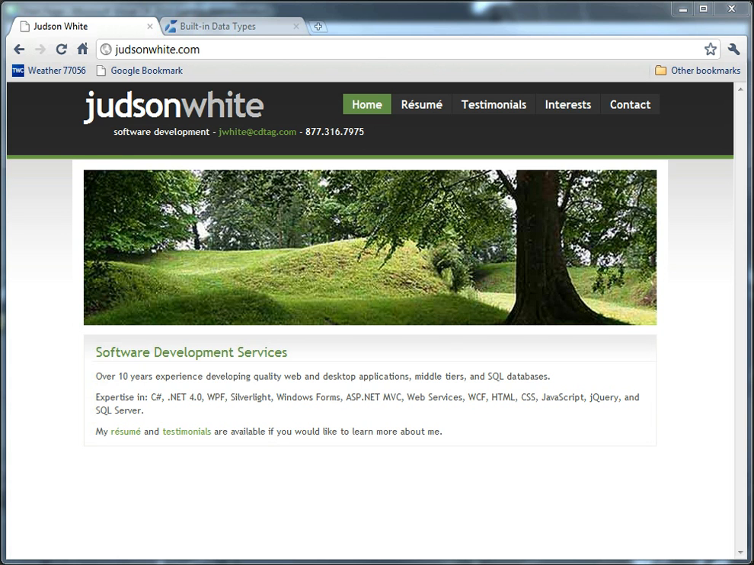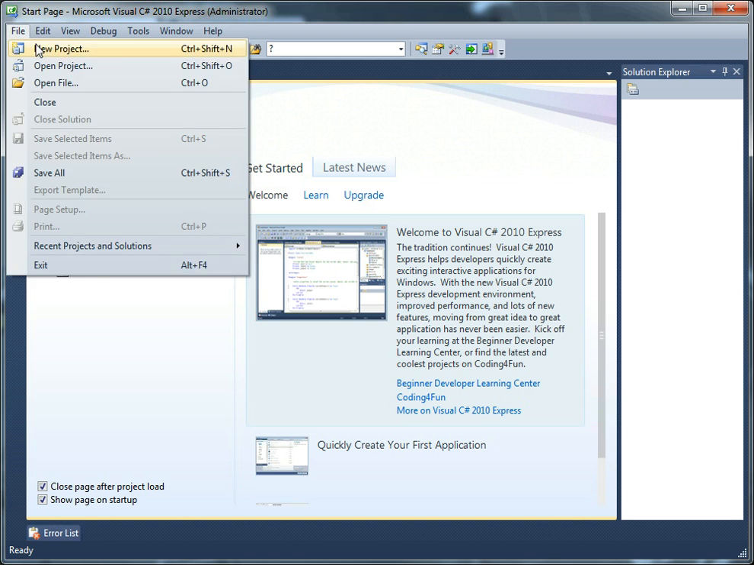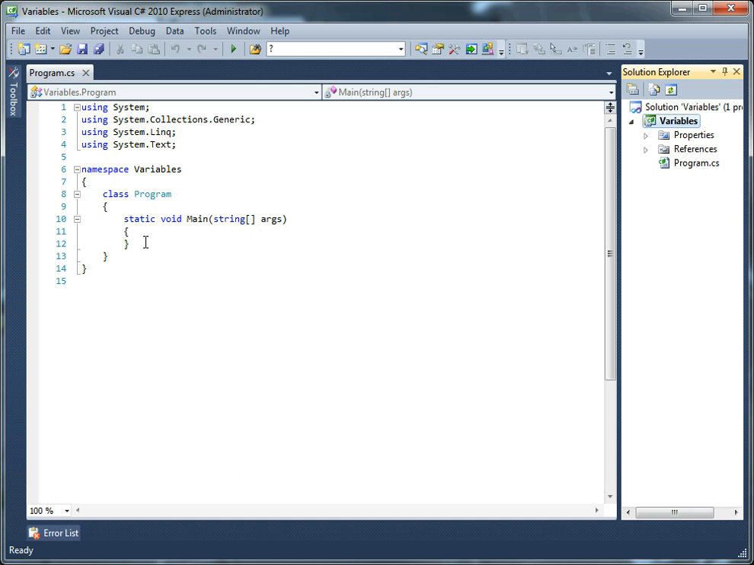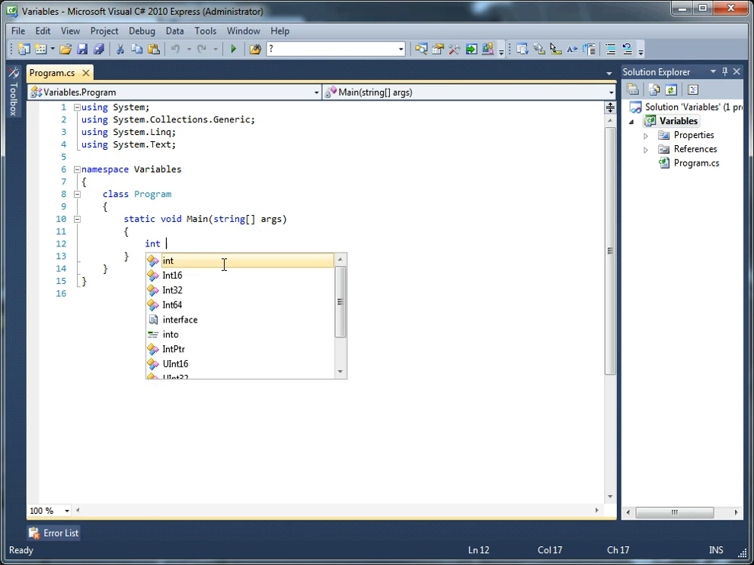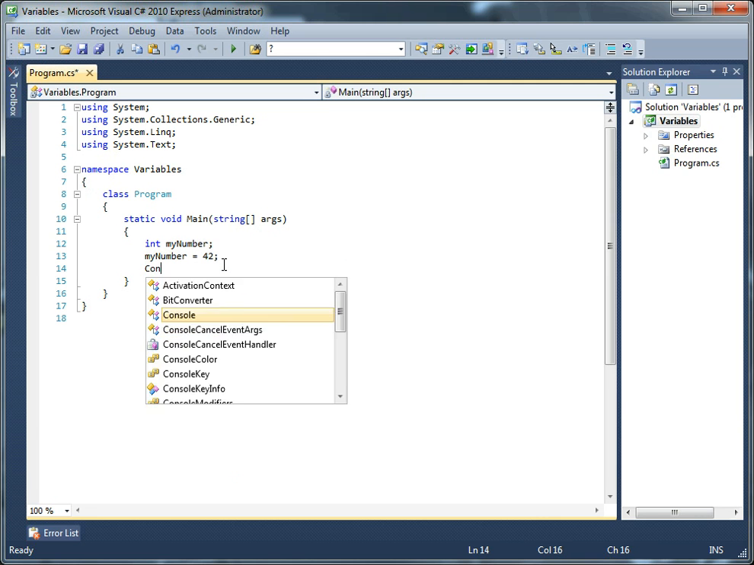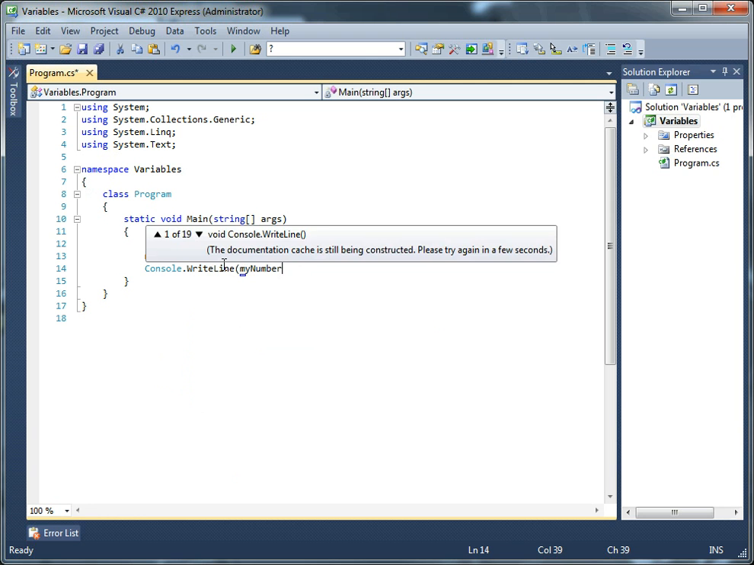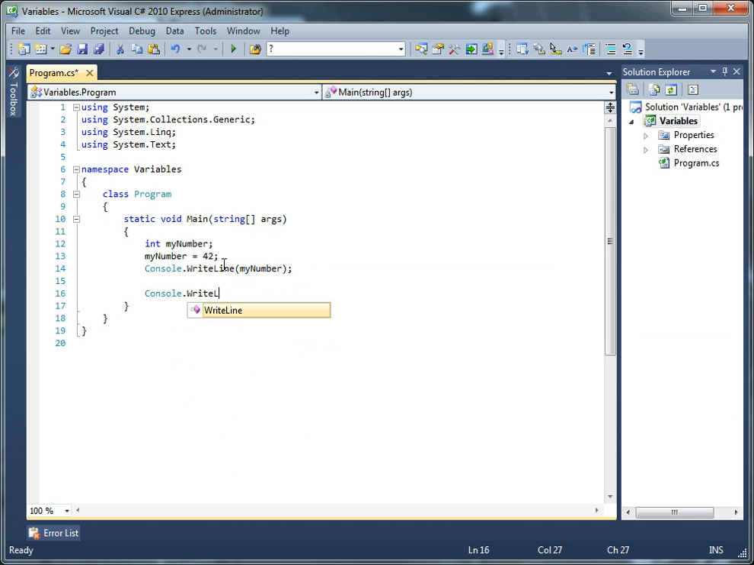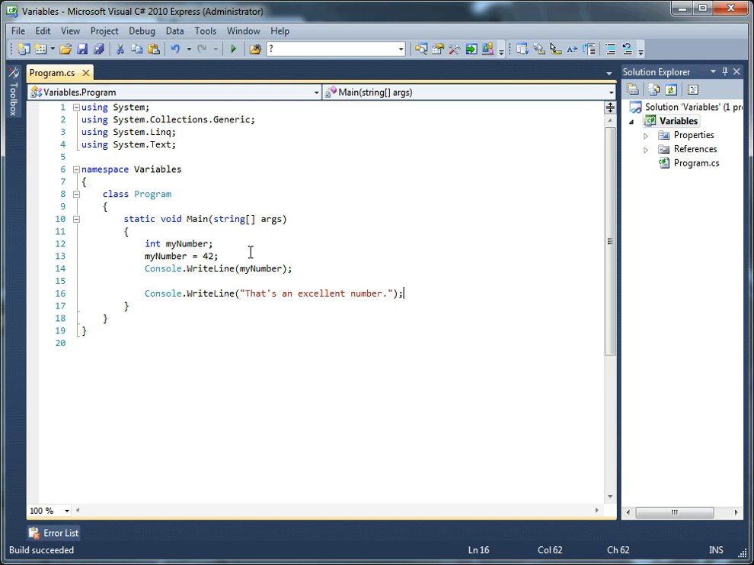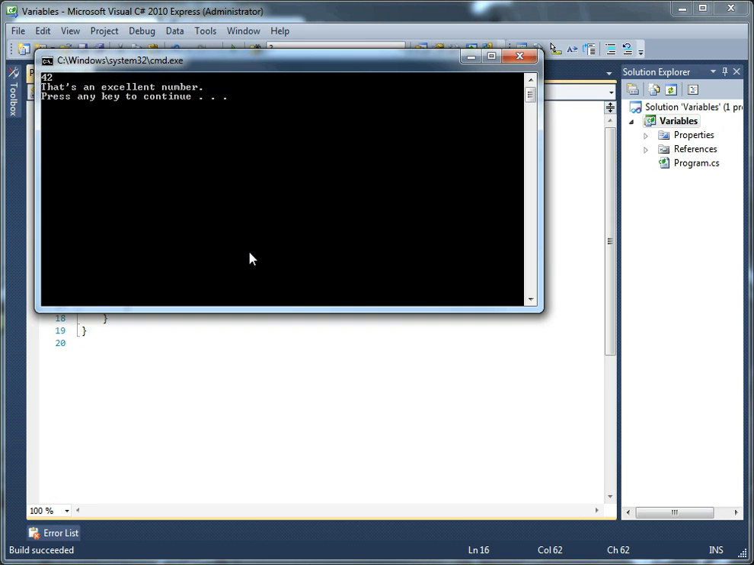So, start off by opening Visual Studio and go to File, New Project, select Console Application, and we'll call this one Variables. So I'm going to start off by writing the code, and then I'll explain what's going on. So let's run it, and it prints the number 42 and gives us its perspective on that number.